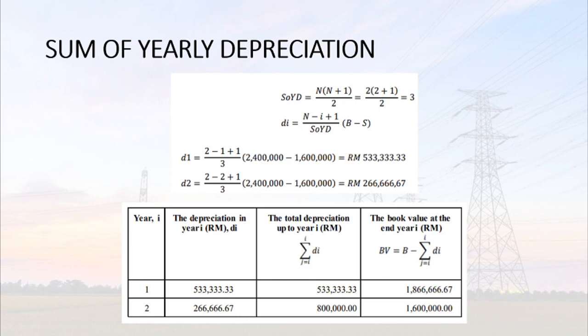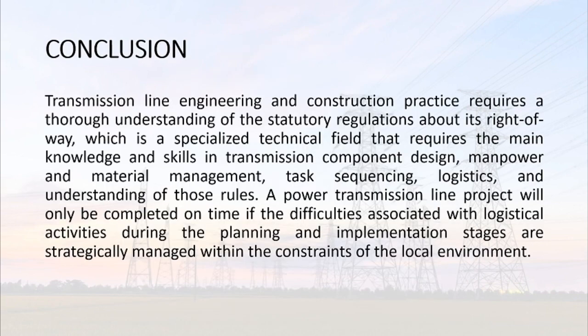For our sum of yearly depreciation, after the calculation, we can see that D1 is 533,333.33 and D2 is 266,666.67. For the conclusion, we can say that our transmission line engineering and construction practice requires a thorough understanding of the statutory regulation about its right of way.